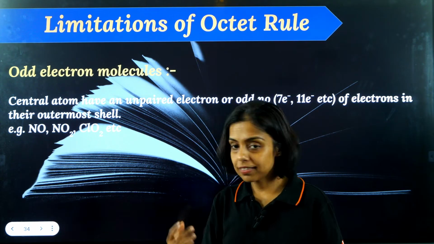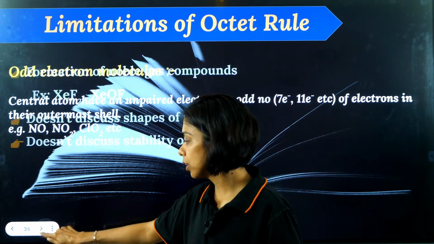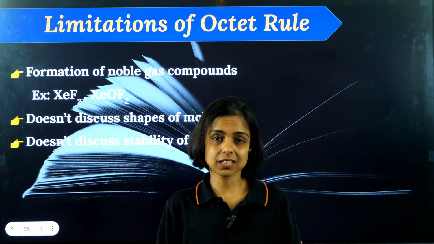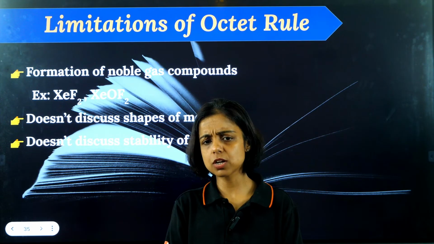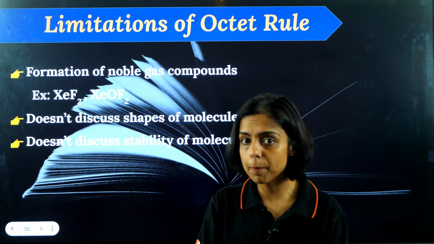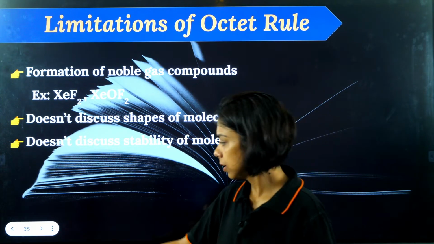That shows there is a better, more correct theory which explains chemical bond formation. And noble gases, guys, have a complete octet. Xenon has a complete octet, krypton has a complete octet, but still they form compounds. Why do they form compounds if they are stable?